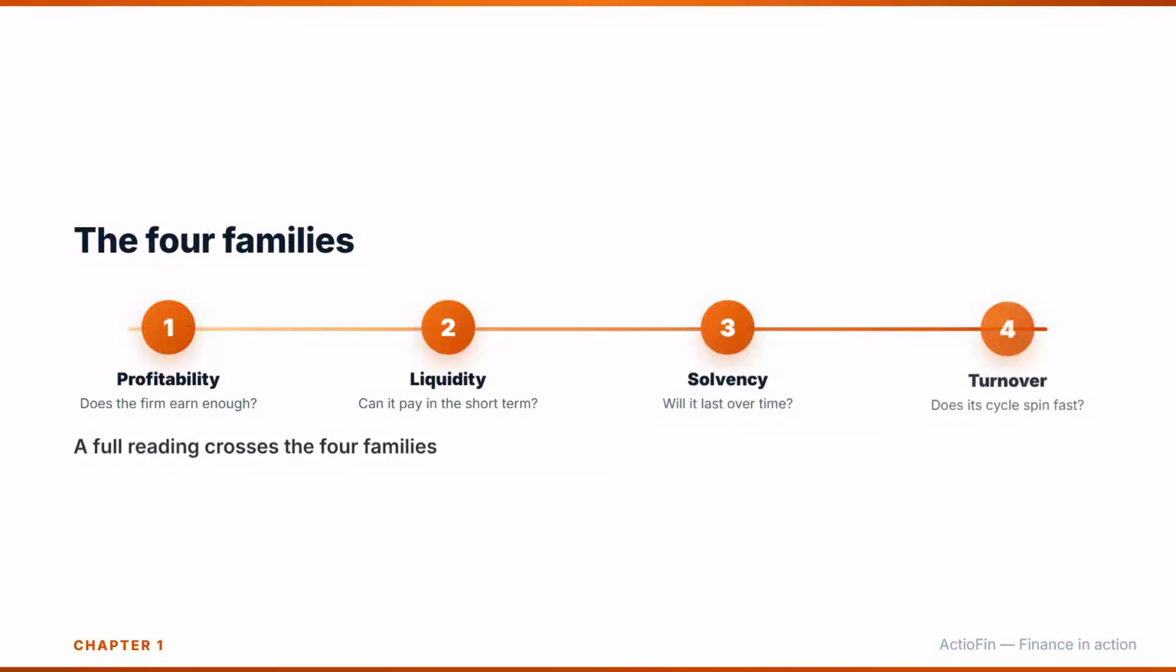Four families, four questions. Profitability, does the firm earn enough? Liquidity, can it pay its short-term bills? Solvency, will it last over time? And turnover, does its operating cycle spin fast enough?